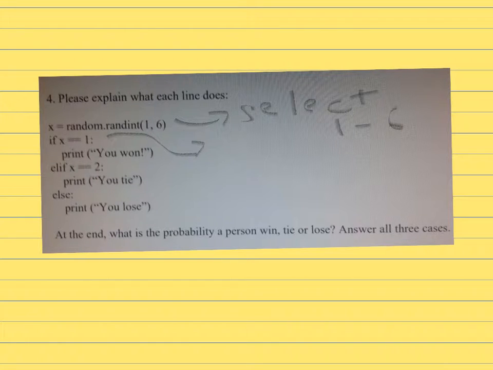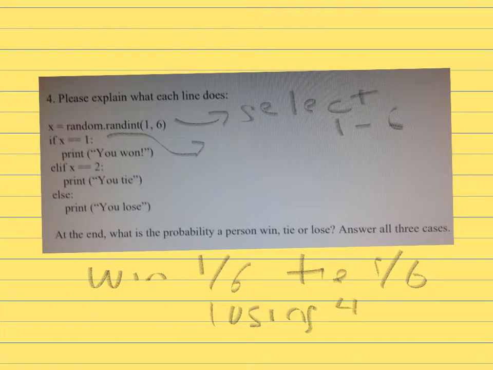At the end, what is the outcome? A person wins, ties, or loses. Since we have a number between 1 and 6, you have a 1 out of 6 chance of winning, a 1 out of 6 chance of tying, and for losing, you have a bigger chance of 4 out of 6.